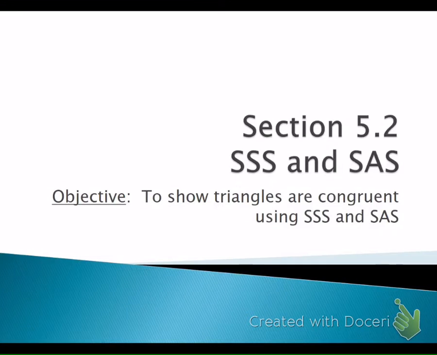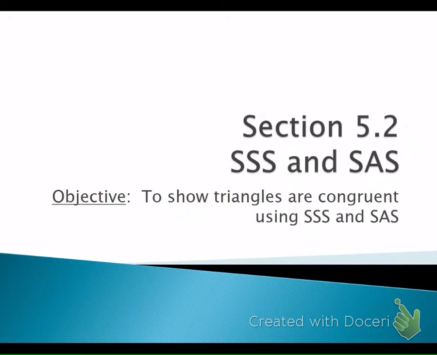So it's been about a week since we actually did a lesson. That was 5-1. We talked about congruent triangles. To be congruent, all the corresponding parts have to be congruent. So you have 3 angles that are the same, 3 sides that are the same from each. Now we're going to talk about how to show that triangles are congruent.